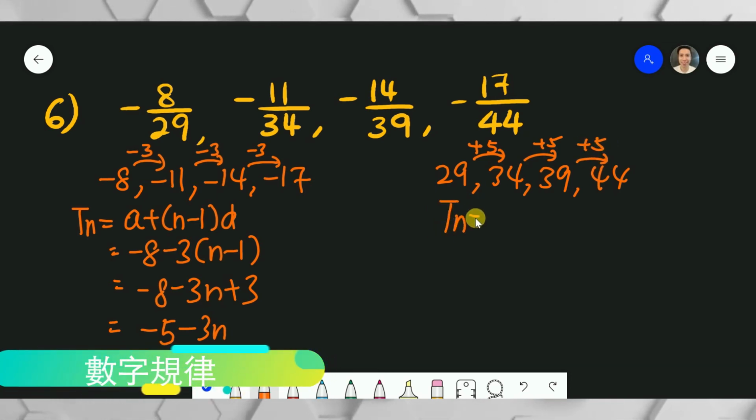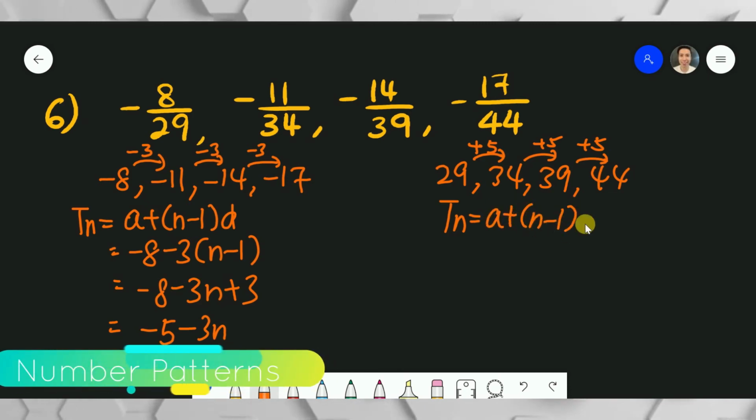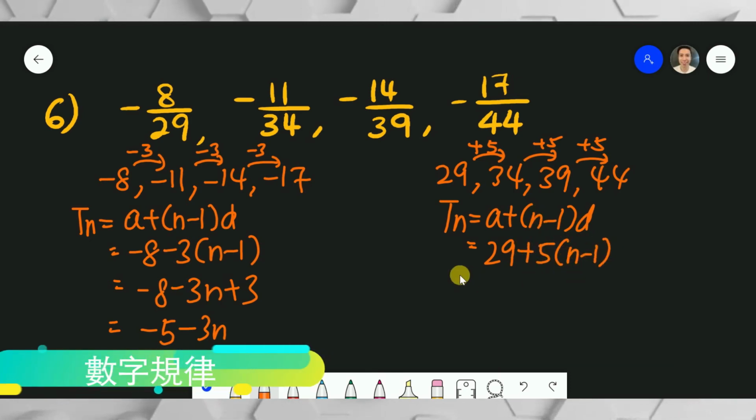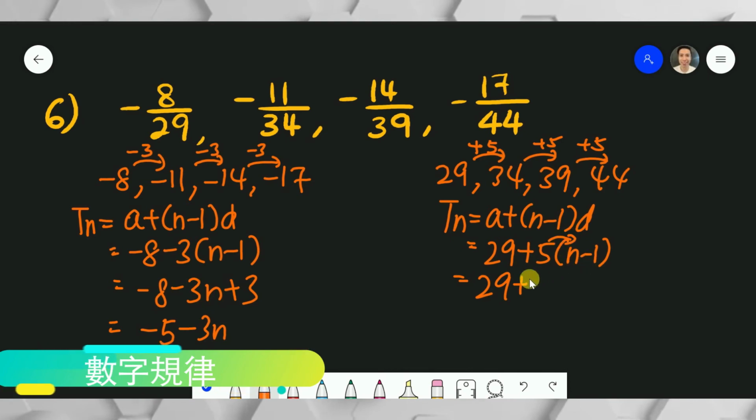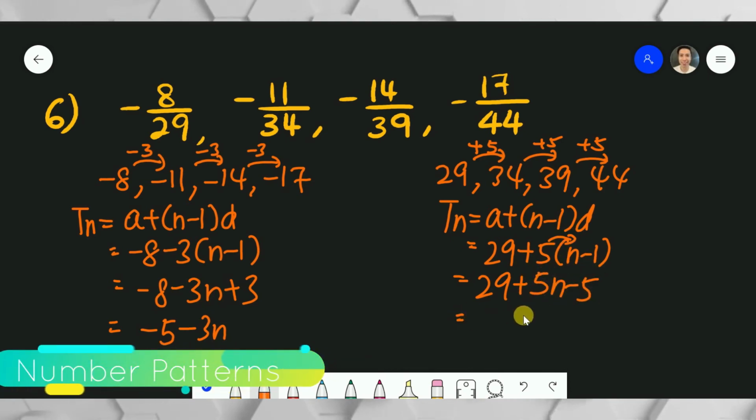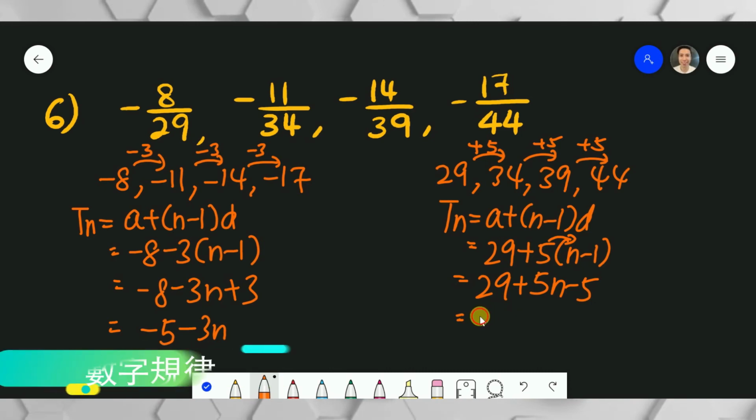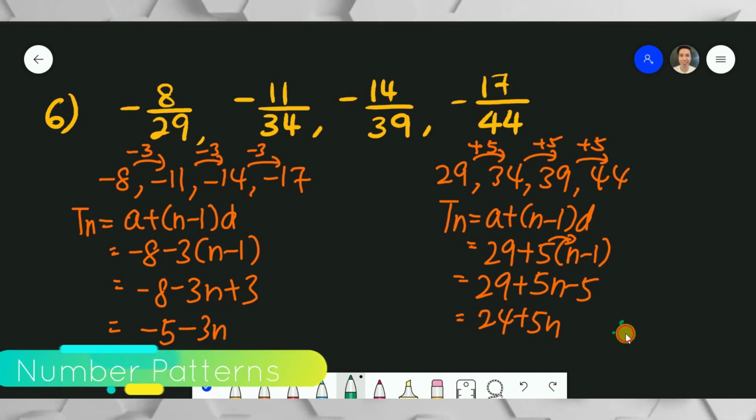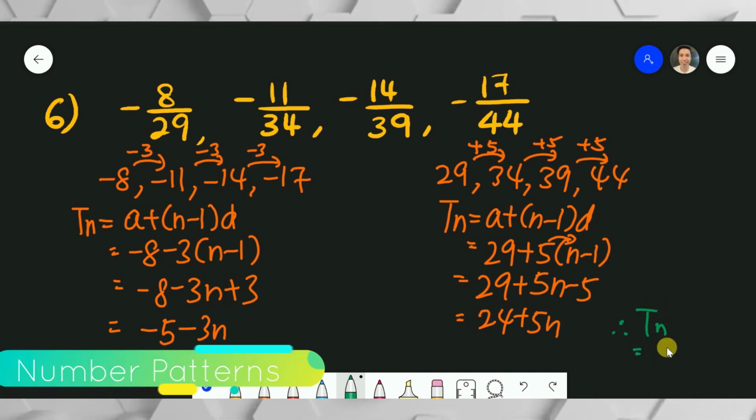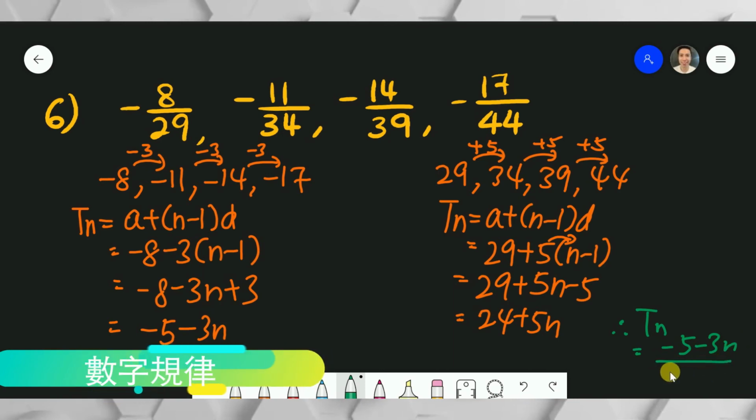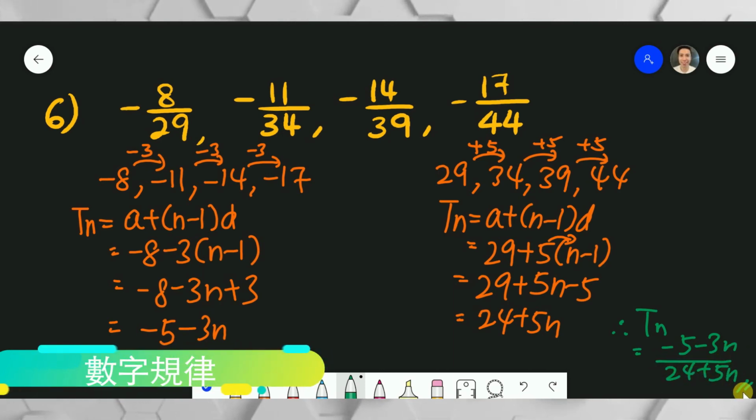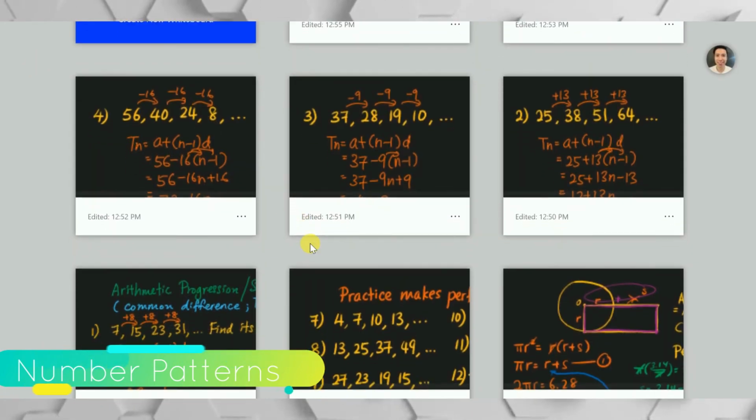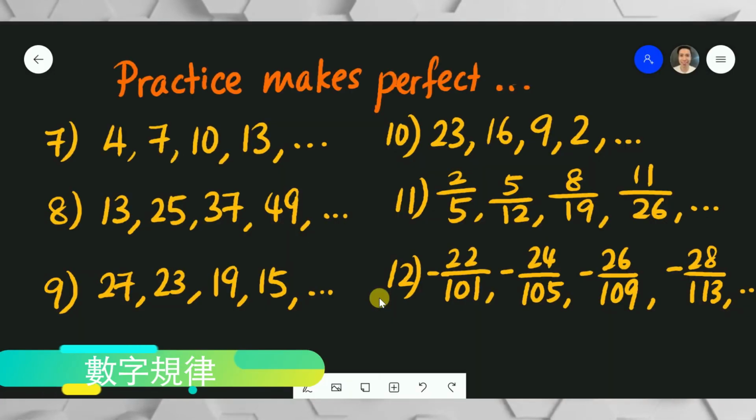Okay, so now we apply the formula. Tn equals to a plus n minus 1d. So a is 29, my d is plus 5, then n minus 1. So we expand this expression, then we have 5n minus 5. So answer will be 29 minus 5 is 24 plus 5n. So my final answer will be here. My Tn will be, the top part is -5 minus 3n, and the bottom will be 24 plus 5n as my final answer. Alright? Okay, so next part, I prepared some of the questions here so you can practice yourself.